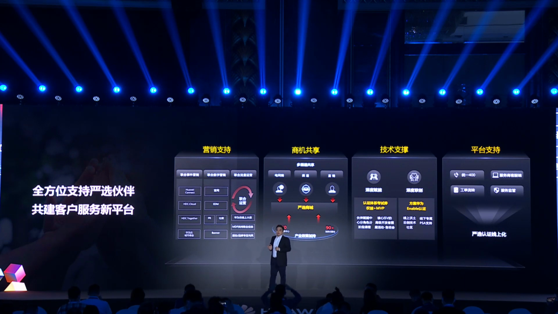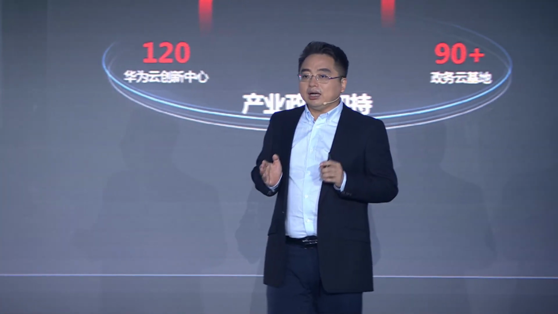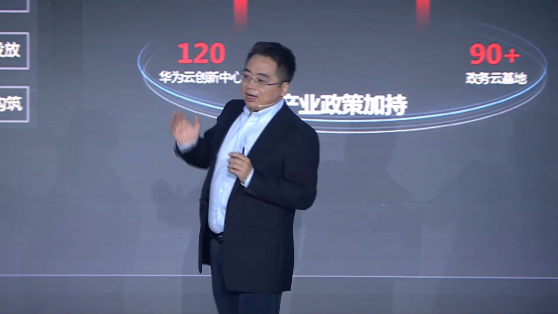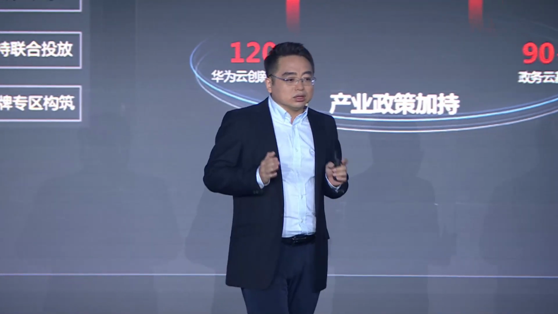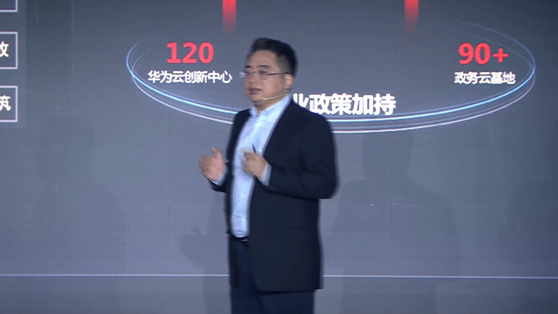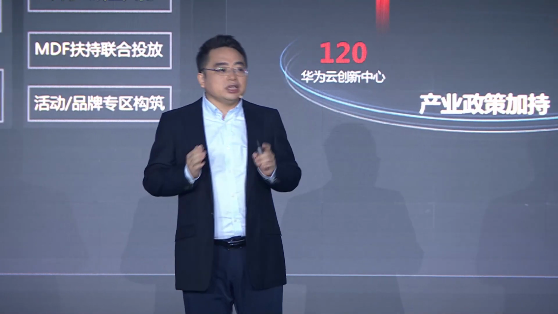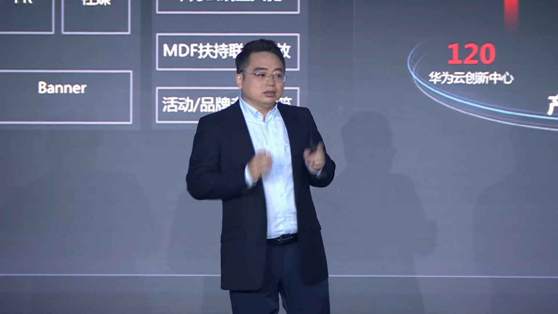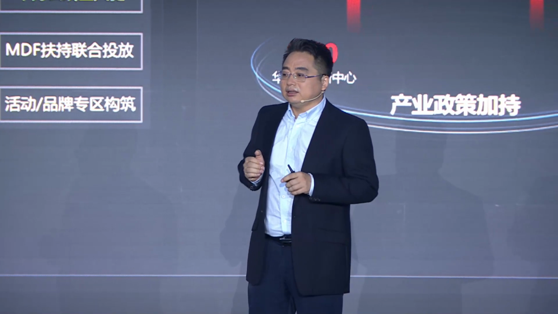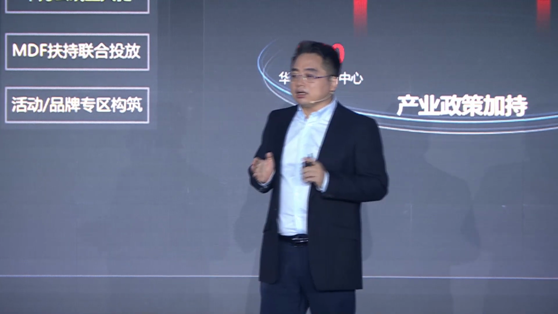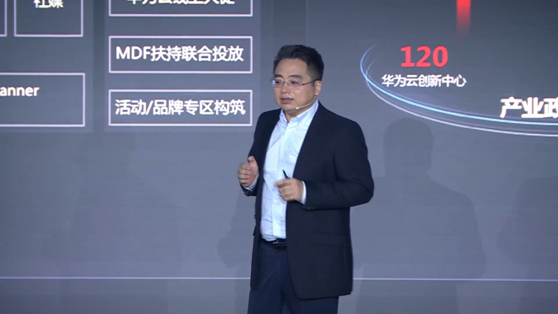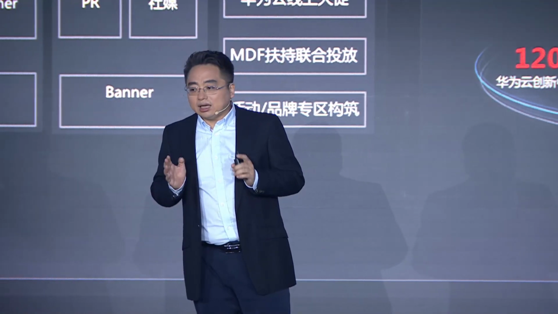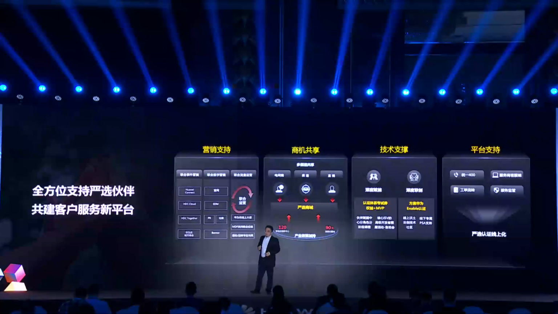Huawei Cloud Market provides the following four types of support to the merchants: technology support, platform support, sales support, and shared opportunities. In terms of marketing support, Huawei is very open. We want to share the resources of digital marketing and event marketing. For the potential merchants, we provide fund support. Regarding shared opportunities, Huawei Cloud opens all sales resources with our merchants. In addition, we have developed over 120 innovation centers and over 90 government cloud bases. We share the business opportunities with the merchants on Huawei Cloud.